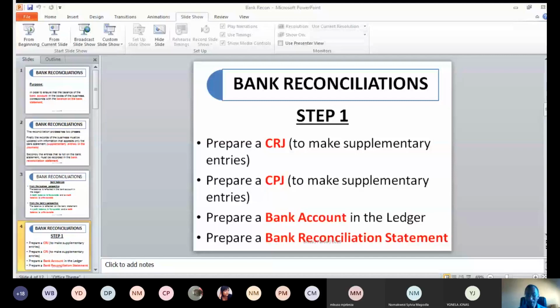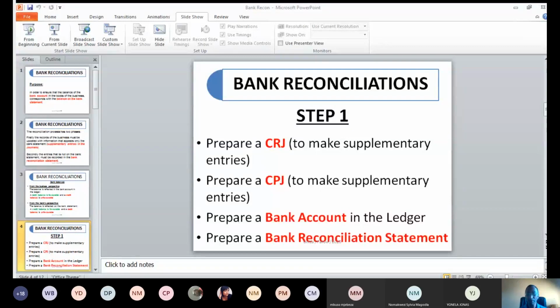Direct deposits. Sometimes, guys, we will have a trade receivable, a customer that owes us money. However, he doesn't come to the business to pay his account. He goes straight to the bank and deposits it there because he's got our banking details. Because he deposited the money directly into our bank account, that amount will appear on the bank statement. It is not yet in our cash receipts journal. That is why you go to your cash receipts journal and make an entry for that amount.